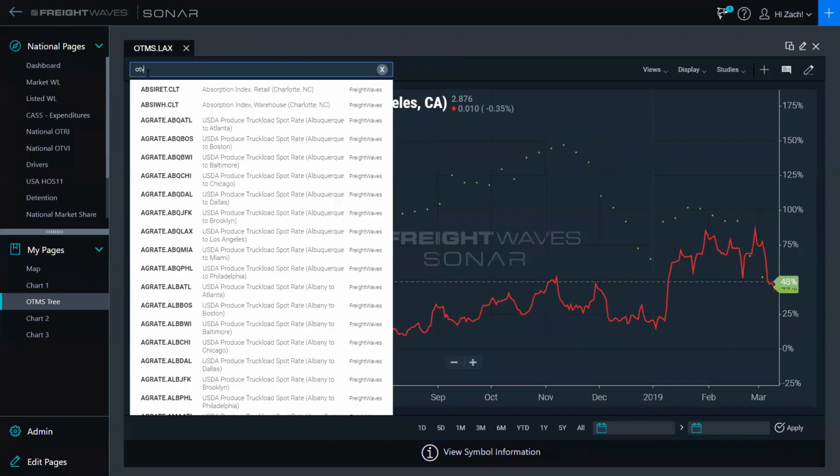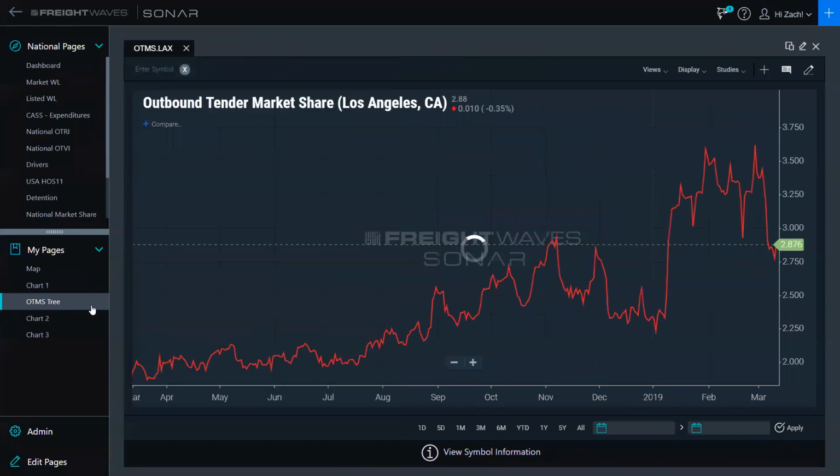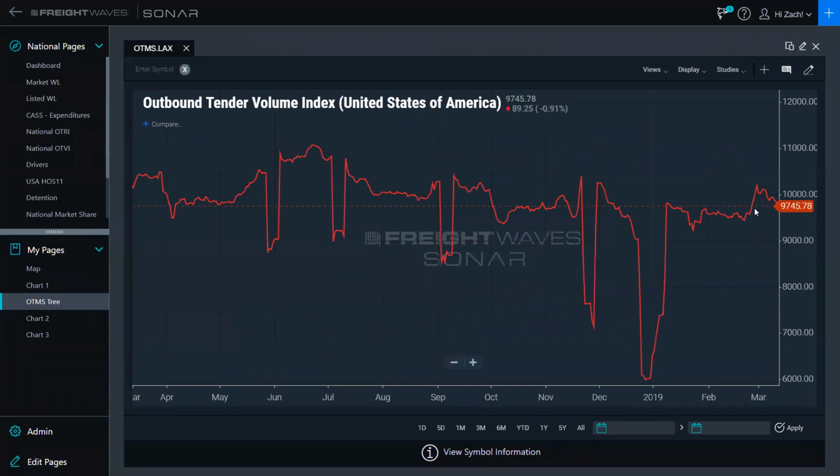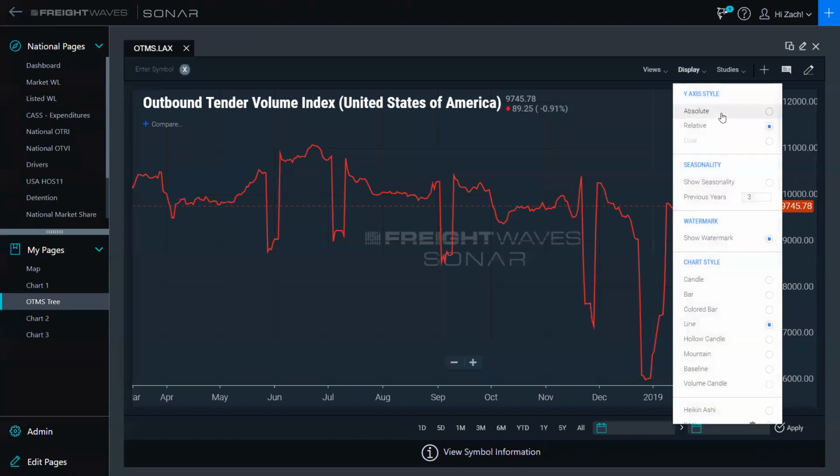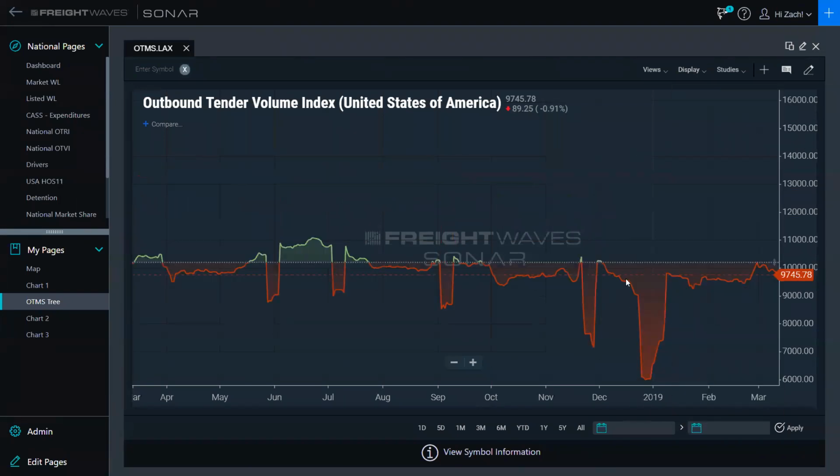Moving on from that, we are also seeing the United States volume picked up early on in the month. We thought this might be the big breaking point for the rest of the market to start turning up and heating up. And it really kind of fizzled here in the last couple of days. The outbound tender volume index is an index that measures freight volumes in the country. And when this thing goes up, that's a good sign for volume in the country. When it goes down, volume goes down.